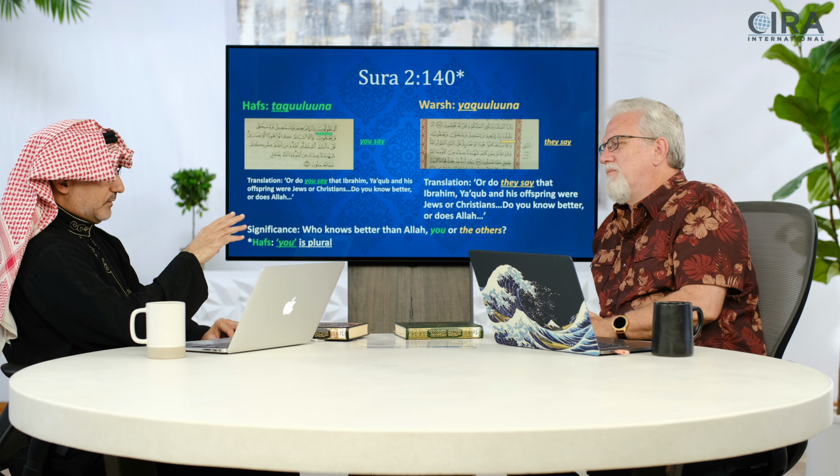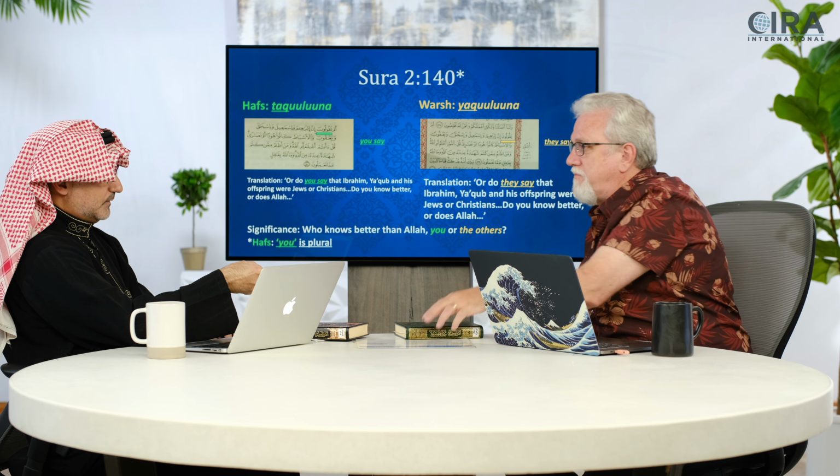And Jay, I want to hit it from another angle. You have the chart right here. What date was Hafs? Hafs is 796. What date was Warsh? Warsh is 810. Okay, 796, 810. Muhammad died in 632. Actually, I'm two years off. It's 812. I mean, it's still 800.